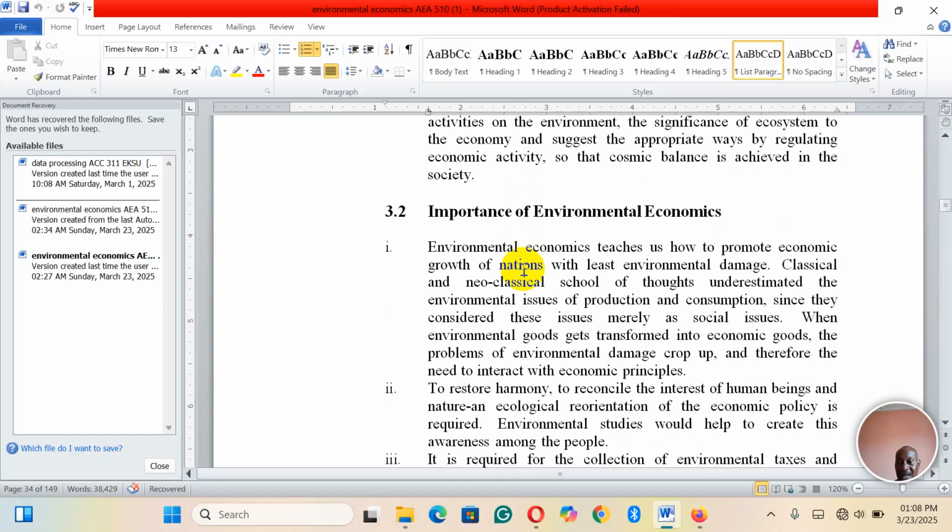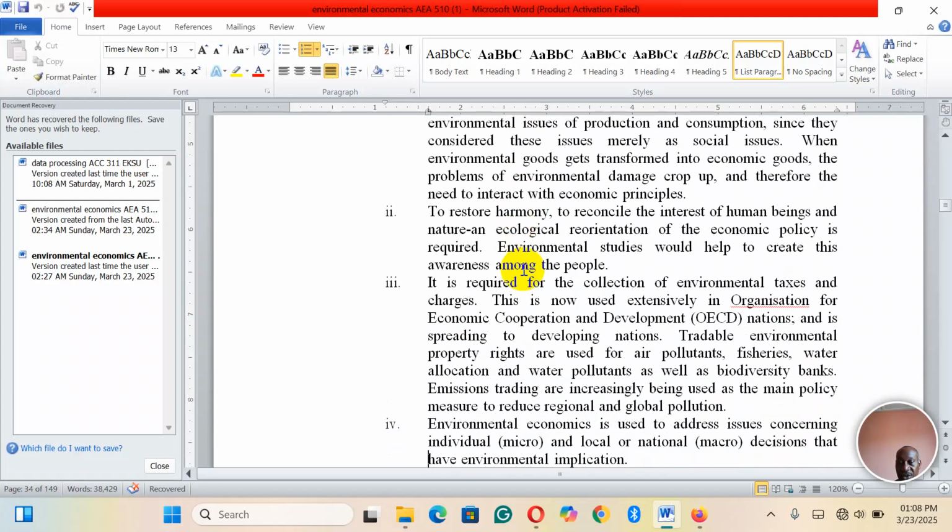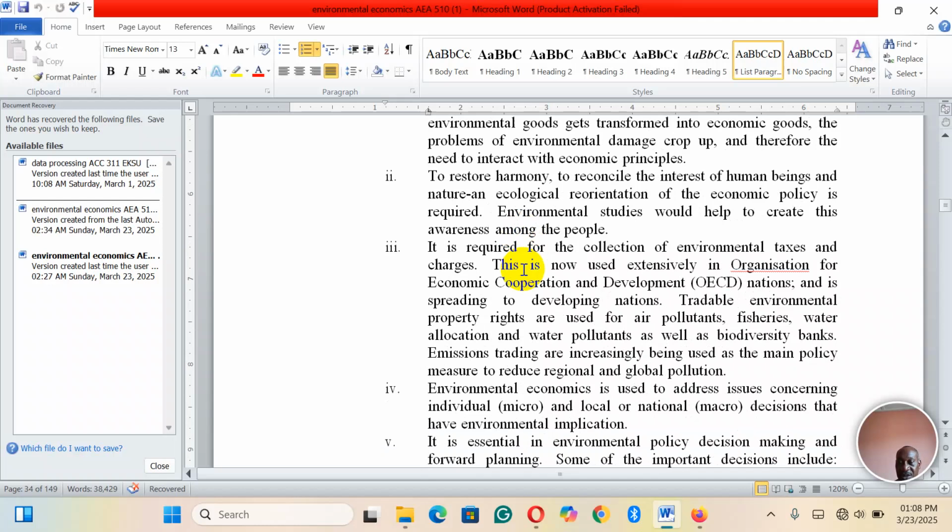One of them is that environmental economics teaches us how to promote economic growth of a nation and, lastly, avoid environmental damages. Then two, to restore harmony and reconcile the interests of human beings, nature and ecology, reorientation of the economic policy is also required. Three, it's required for the collection of environmental taxes and charges. This is now used extensively in the Organisation for Economic Co-operation and Development nations.